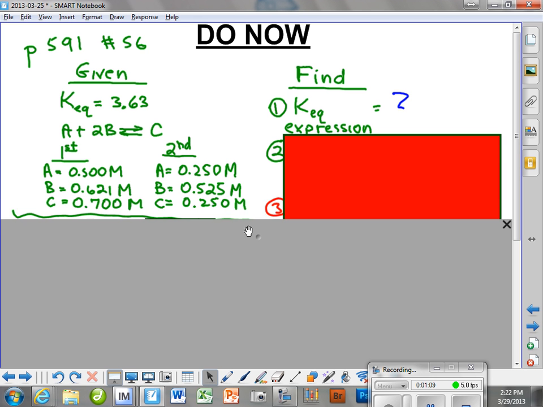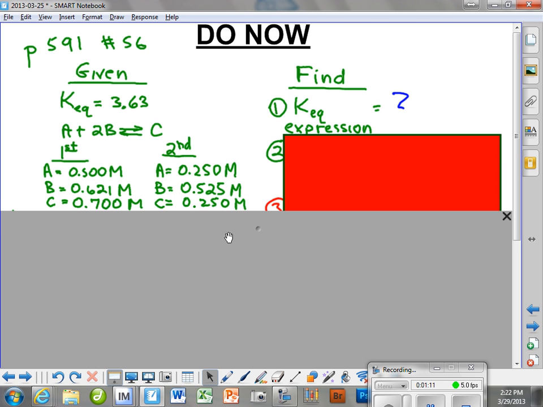We're also given a table that has all of this information in it. I don't care if you copy this part down. Under find, to do what they're asking us to do, we first have to find the K of equilibrium expression. Now this is very similar to what you're going to see in a little example that I'll give you, if I can find it.